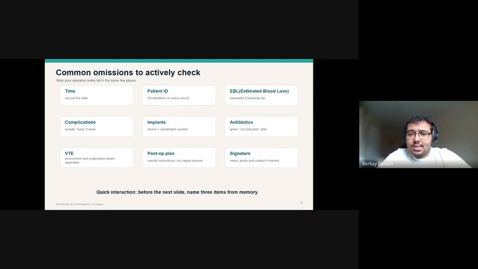Antibiotics, we want to make sure if it's given or not given and what has been planned, etc. And in terms of VTE, we want to assess and give prophylaxis where it matters. In terms of their post-op plan, we just don't want to have any vague phrases. We want to make sure we are giving a specific treatment plan. And also, we want to make sure that we are not missing our signature.